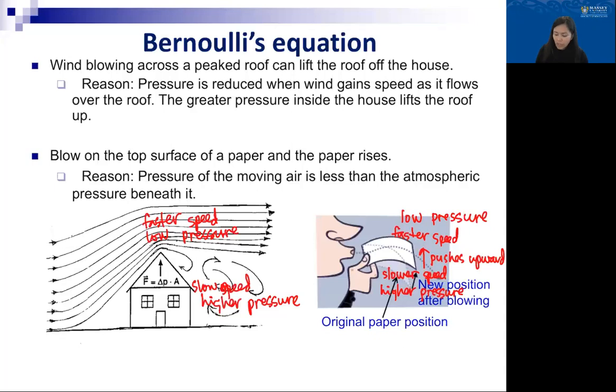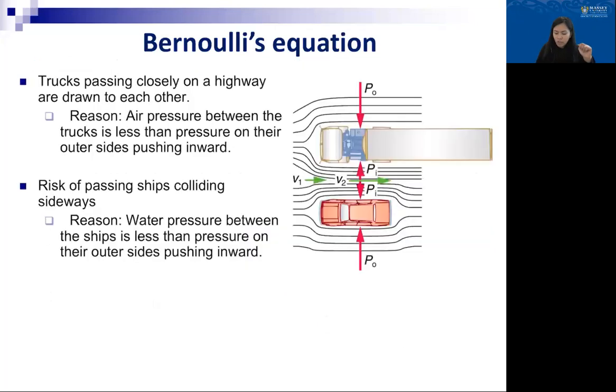Okay, Bernoulli's equation is also responsible for why we are told to put a large gap when we are overtaking a cyclist on the road. Okay, so you have a cyclist that's moving slower, and you are moving faster. Notice that the figure just shows a car and a truck, but it's the same principle. So you have these two vehicles that are side by side.